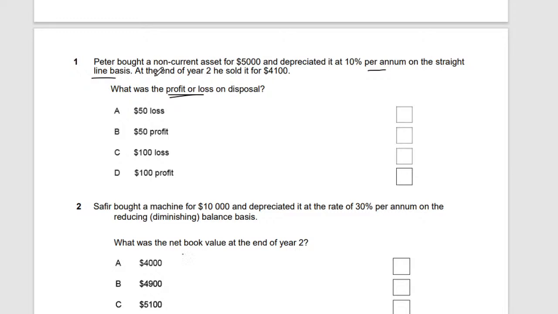Okay, so let's just erase this and start. First of all, it's 10% per annum. And at the end of 2 years, he sold it.